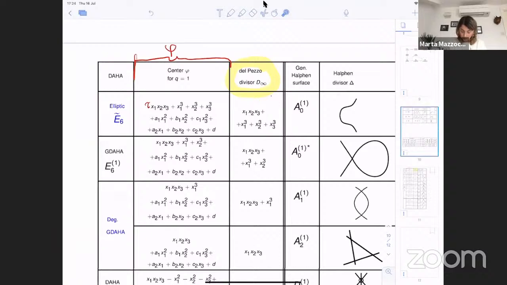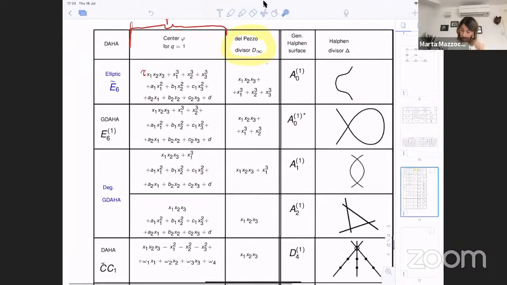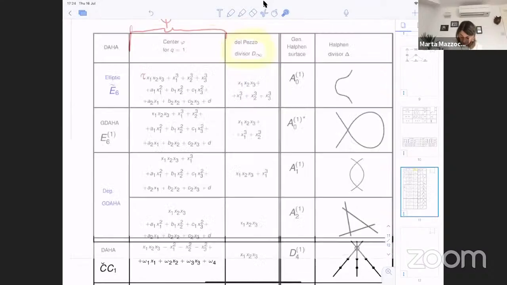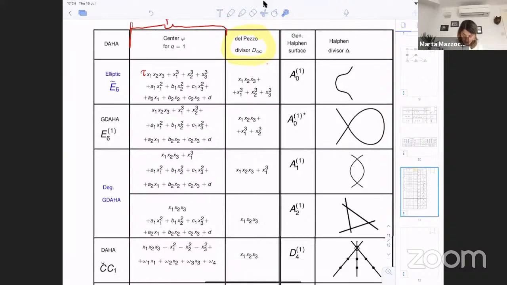Then we go down. Here we lost one of the cubic terms. So the divisor has also lost a cubic term, and here we have the corresponding degenerated elliptic surface. And then by going down along this column, we go down the Kodaira-Néron table, okay, with the divisors. The other part of the table is some double affine algebra story.